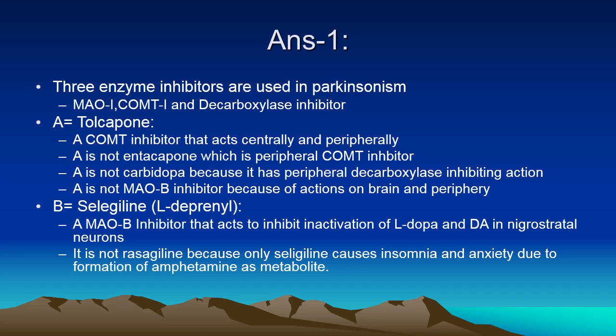Drug B is a monoamine oxidase B inhibitor that acts to inhibit inactivation of levodopa and dopamine in nigrostriatal neurons. So it enhances the effect of dopamine there. It is not selegiline because, although it is a monoamine oxidase B inhibitor, only selegiline causes insomnia and anxiety due to its conversion into amphetamine as a metabolite. Rasagiline is not converted. Therefore, drug B is rasagiline, a monoamine oxidase B inhibitor.